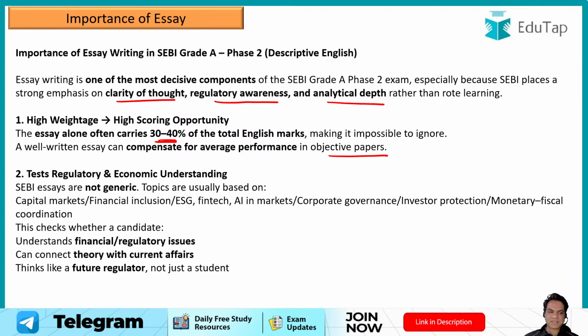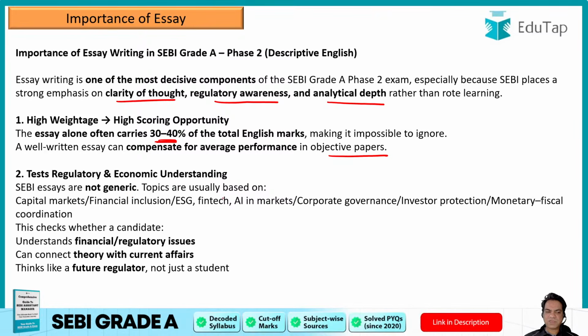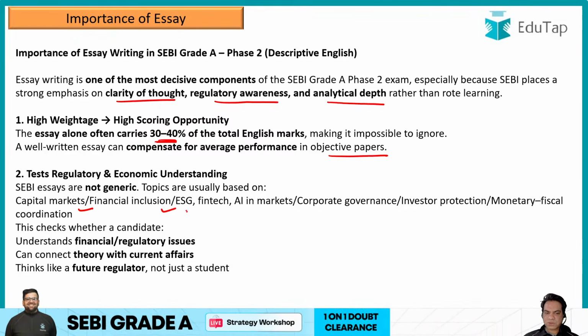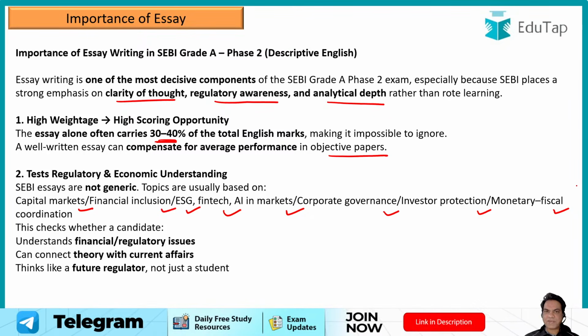The second important point, guys: what does the SEBI descriptive English paper test? What does it ask? It tests regulatory and economic understanding. So guys, SEBI essays are not generic. Topics are usually based on capital markets, financial inclusion, environmental, social and governance, fintech, AI in markets, corporate governance, investor protection, monetary and fiscal coordination. Such topics are asked in your exam. So you need to prepare selective data points for such topics which are recent and up to date.